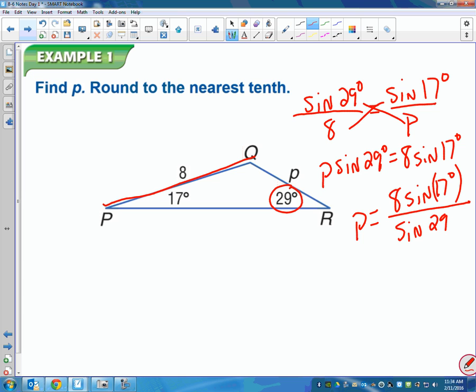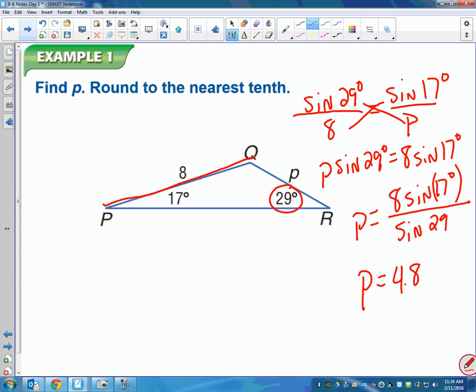I think that's confident enough to shout their answer out. Calculator does what you tell it to do. But, yes, 4.8 is the right answer. So if you didn't get 4.8, you should ask for help. Anybody need help getting 4.8?